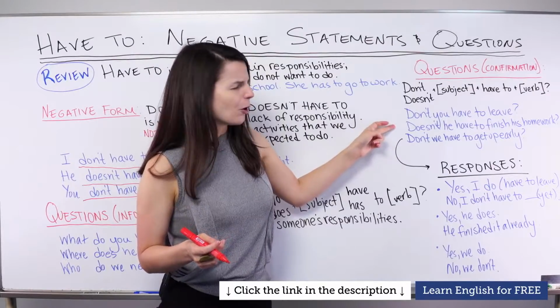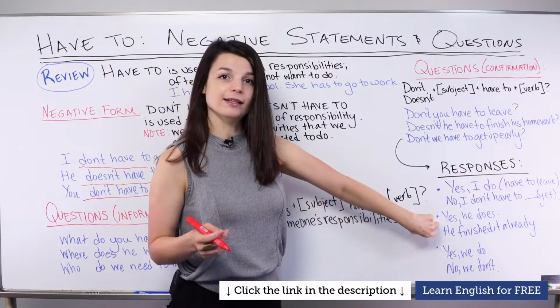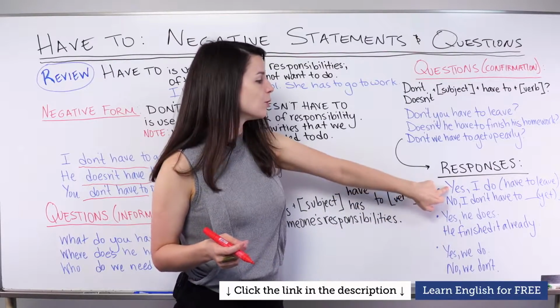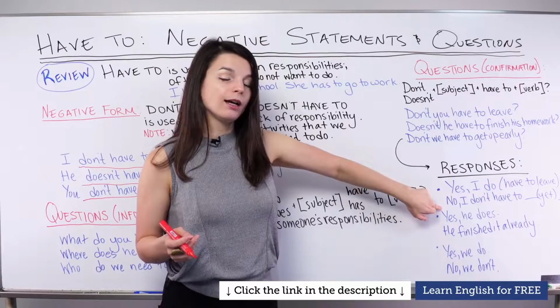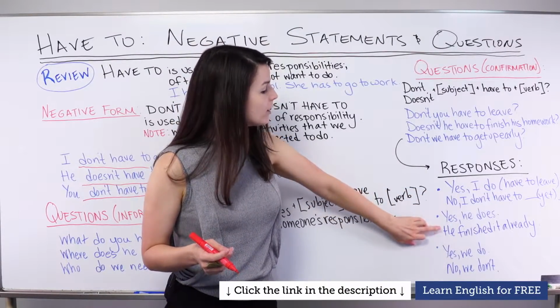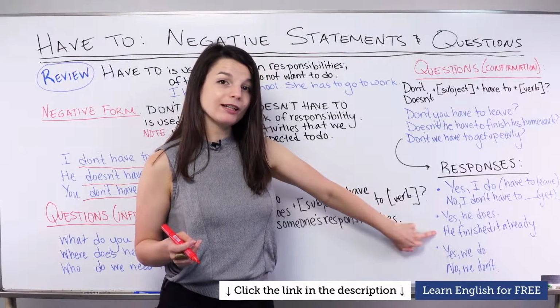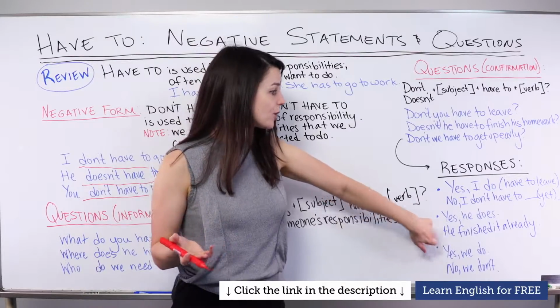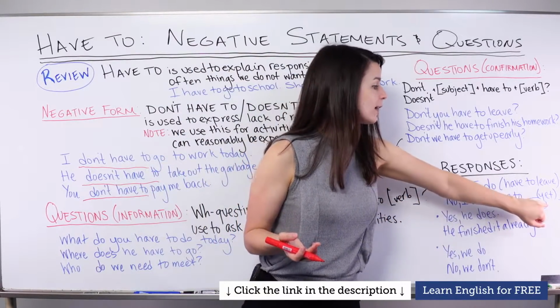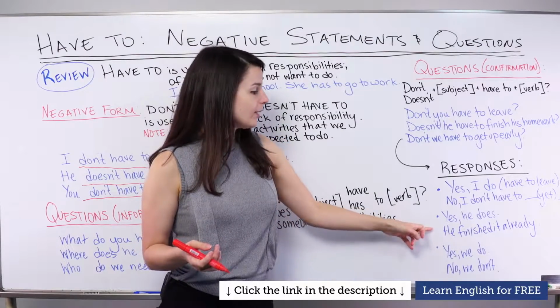Doesn't he have to finish his homework? So to respond to this question, we could say, yes, he does. Similar here, yes, I do, but because the subject is he, yes, he does. In a no response, we could say, for example, he finished it already. So I mentioned we could use already or yet to talk about the status of an activity. He finished it already.